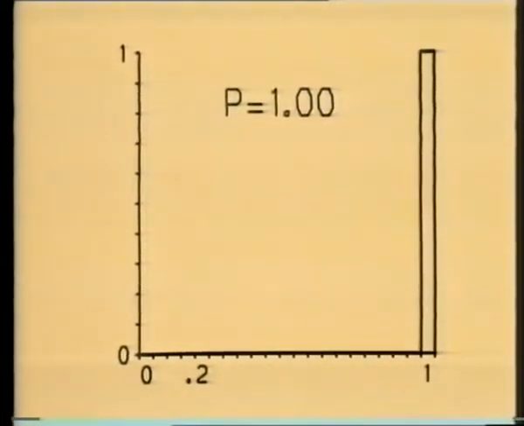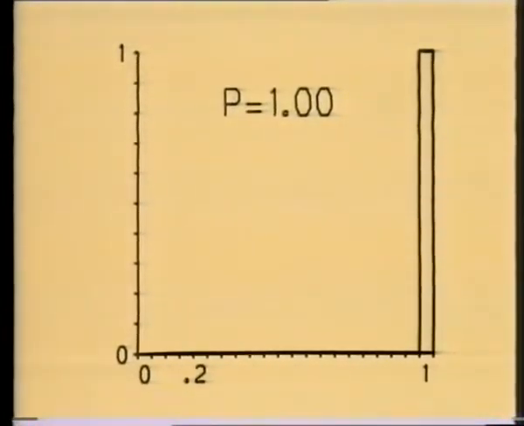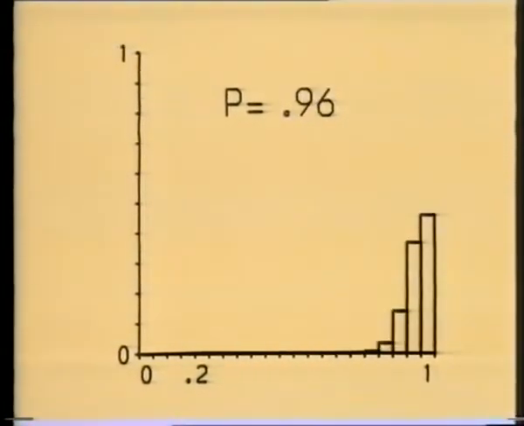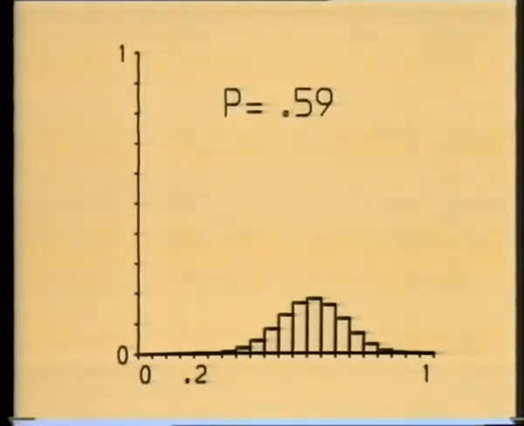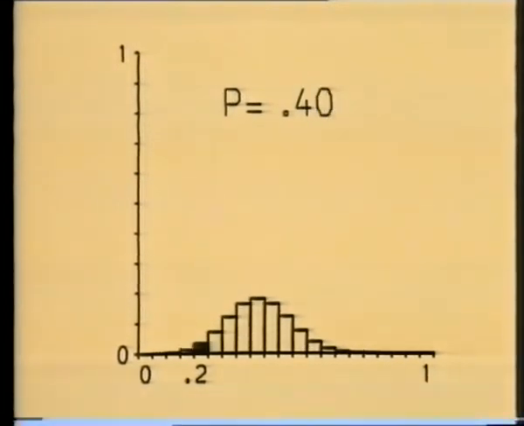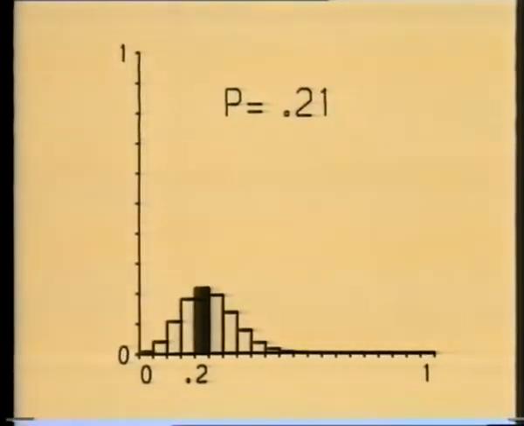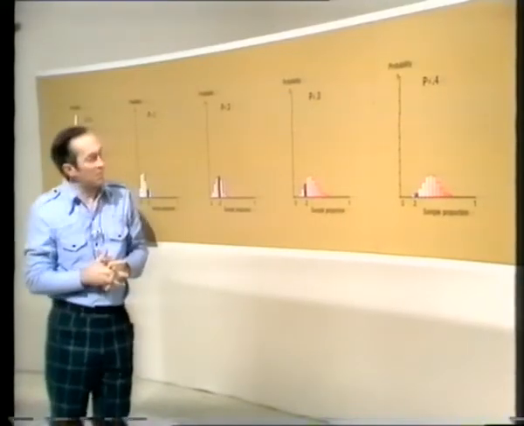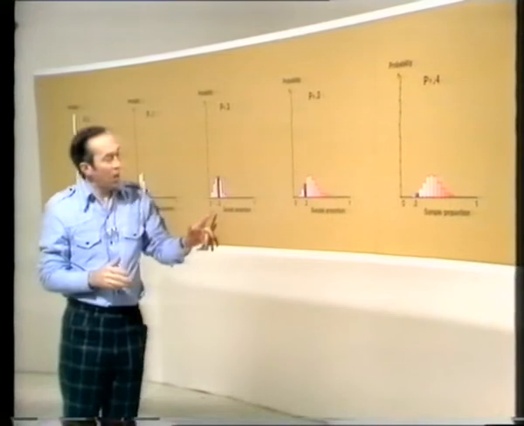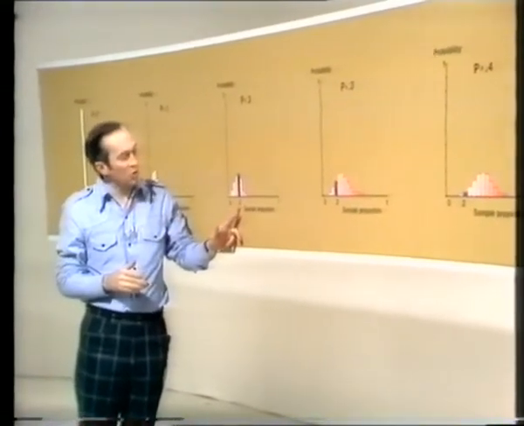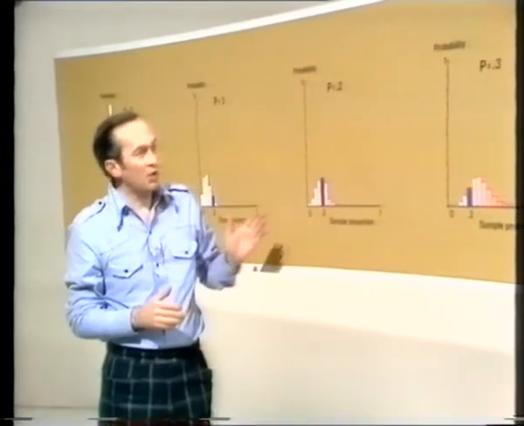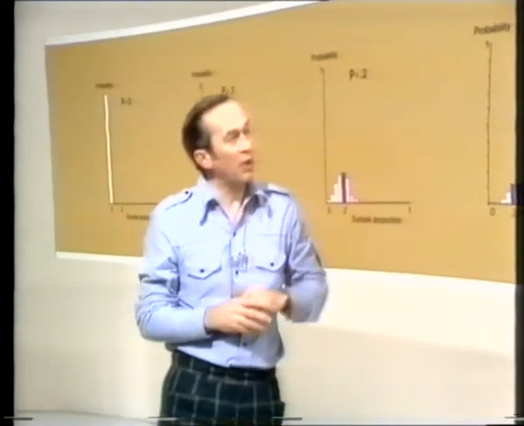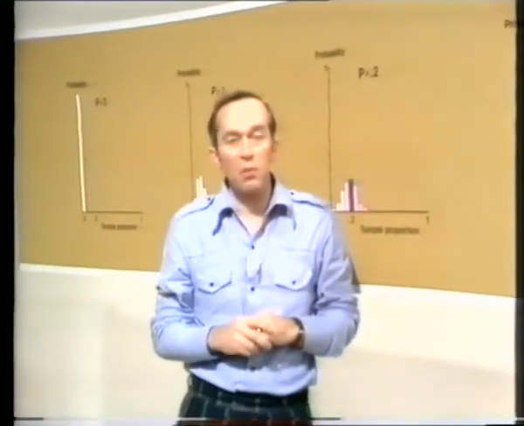Let's see that again. Here are some of those histograms. And we've marked the particular sample proportion from our sample. And as p increases through 0.2, 0.3, and so on, you get a change in those probabilities.